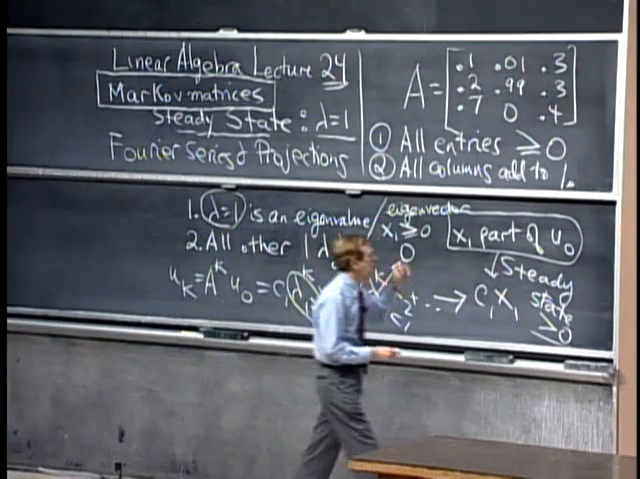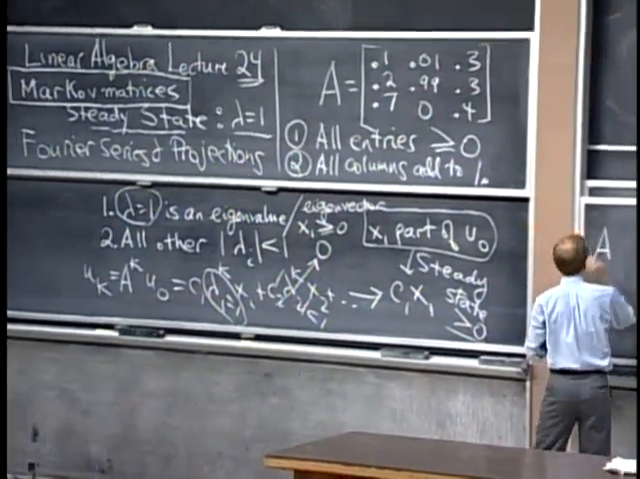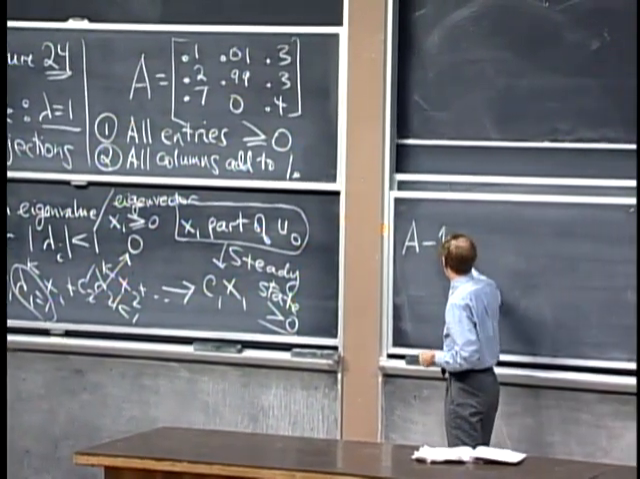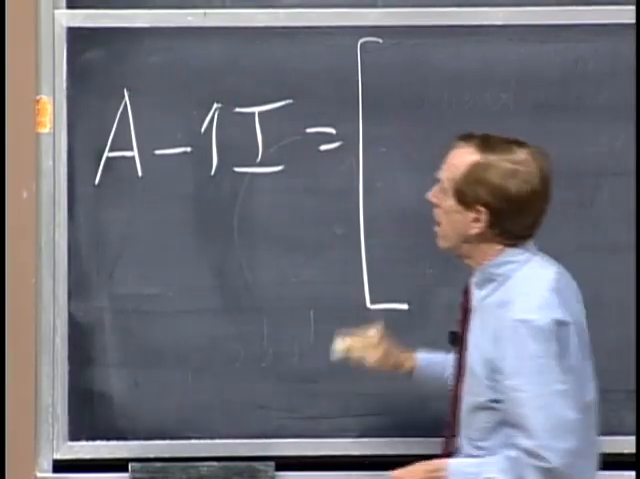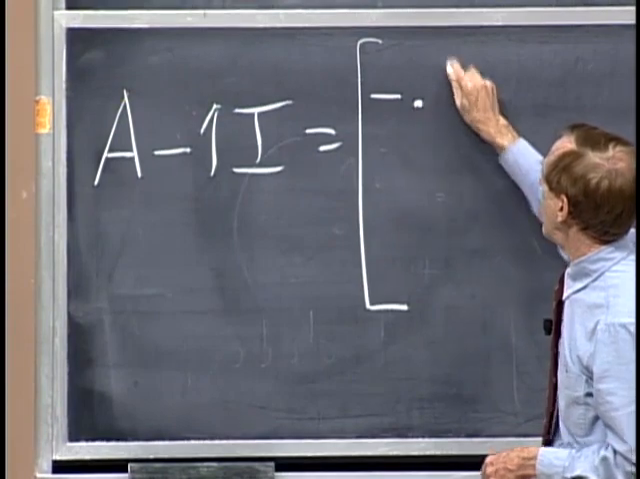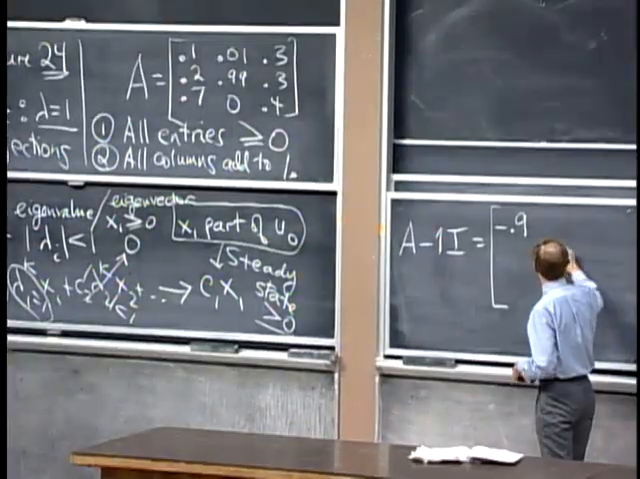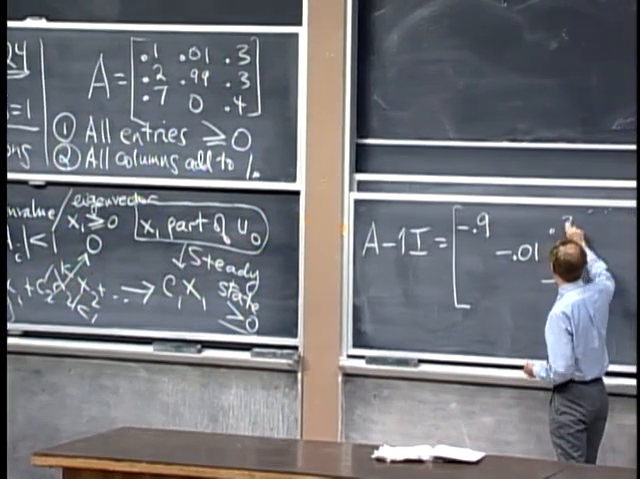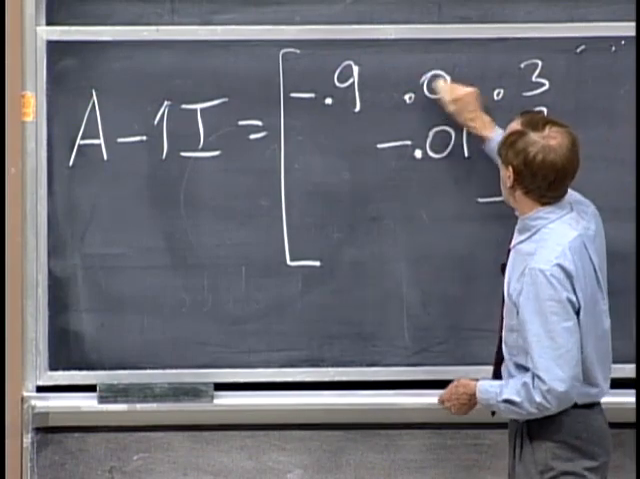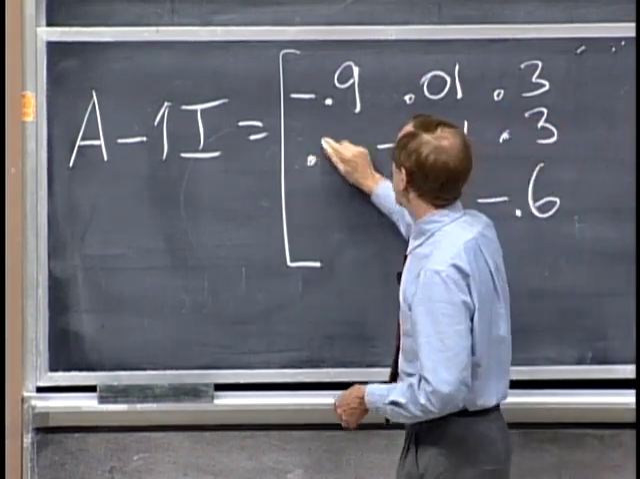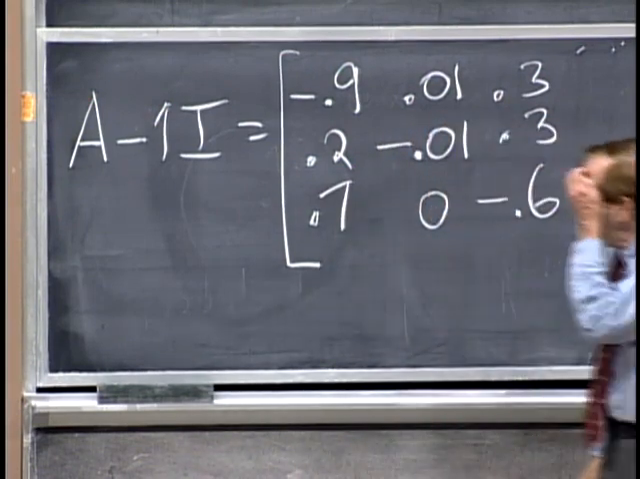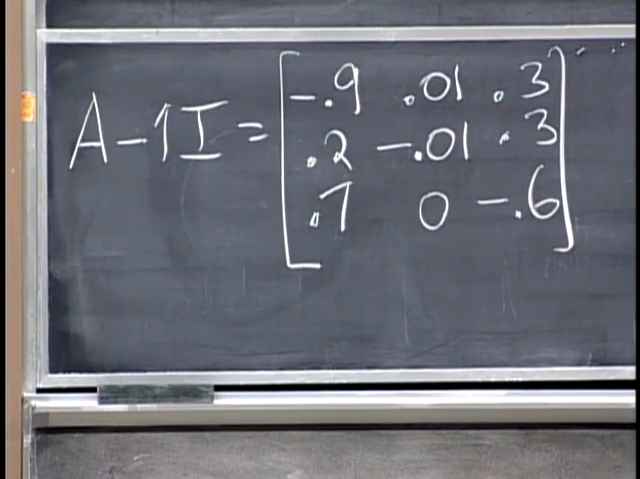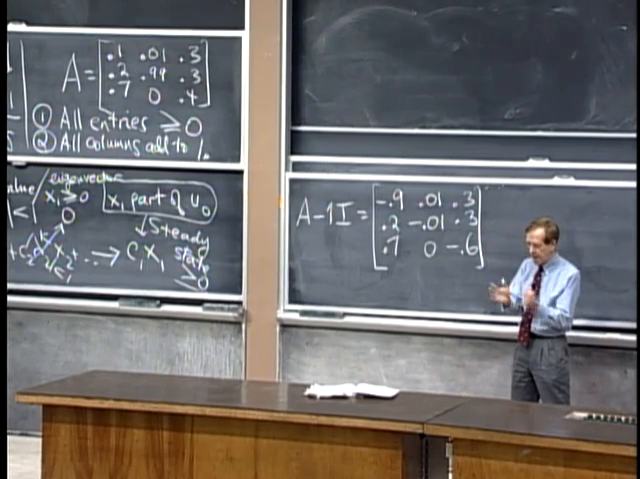Let me look at A, and if I believe that 1 is an eigenvalue, then I should be able to subtract off 1 times the identity, and then I would get a matrix that's minus 0.9, minus 0.01, and minus 0.6 when I took the 1s away, and the other parts are still what they were. And this is still 0.2 and 0.7. Okay, what's up with this matrix now? I've shifted this Markov matrix by 1, by the identity.